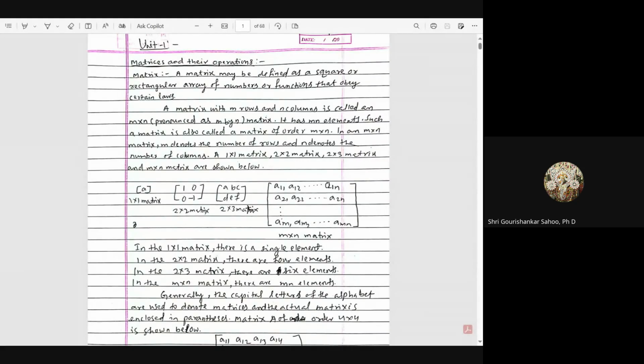So you can see here a 1 cross 1 matrix, 2 cross 2 matrix, 1 0 0 minus 1, A B C D E F, 2 cross 3 matrix, and M cross N matrix, where your A11, A12, so on so forth, A1N, A21, A22, so on so forth, A2N. Similarly, you have AM1, AM2, so on so forth, AMN. So these are the examples of matrix. So here are rows. Your A11, A12, so on so forth, A1N represent a row.